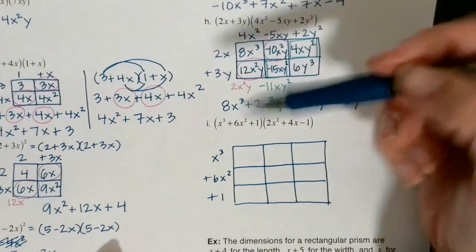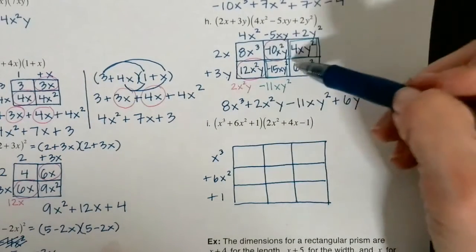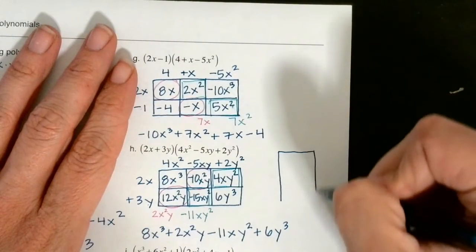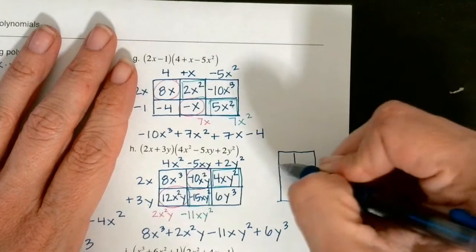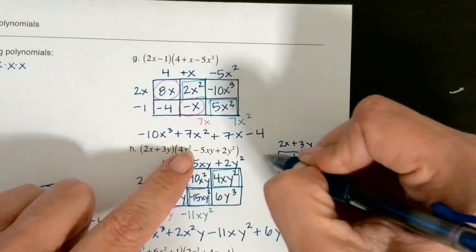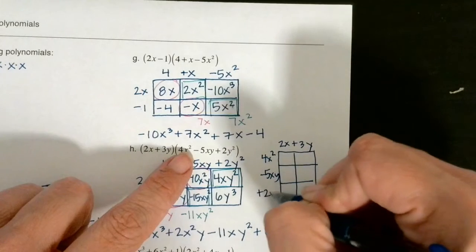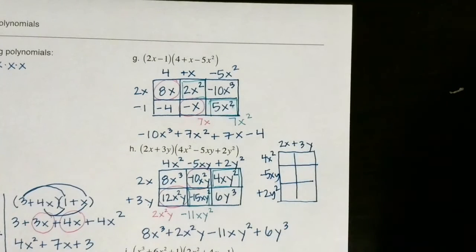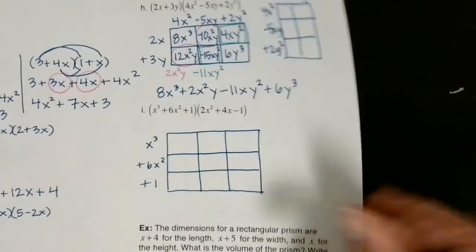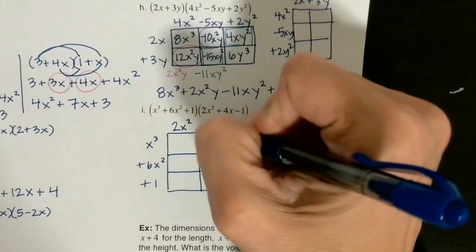And by the way, it doesn't matter if you put this one here or this one here. Up here, you could have made your rectangle like this if you wanted, and you would still get the same answer. You could have put the 2x and the 3y here, and the 4x squared minus 5xy plus 2y squared here, and we would still get the same answer. So I just wanted to point that out real quick. It doesn't matter as long as you have all of your terms being used and you multiply properly.